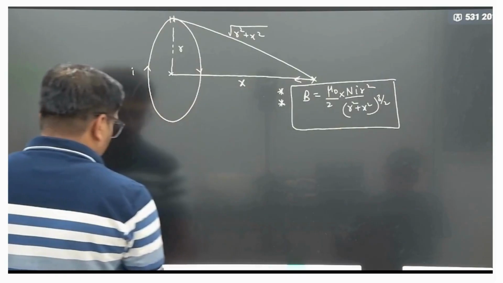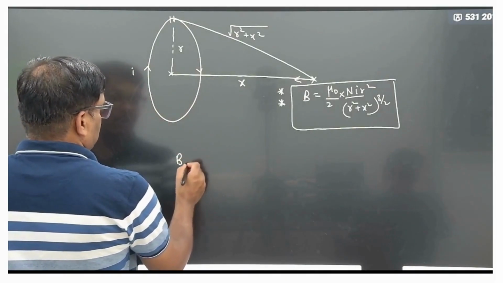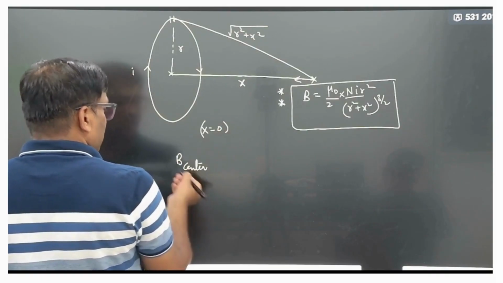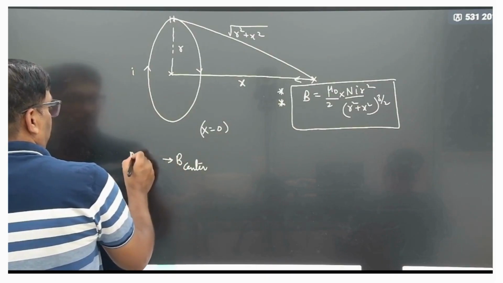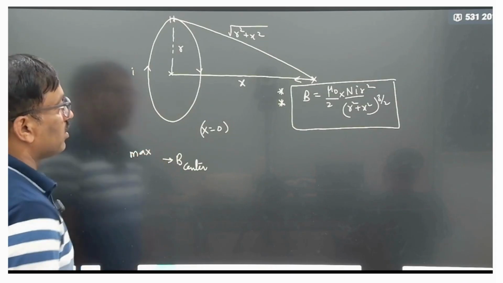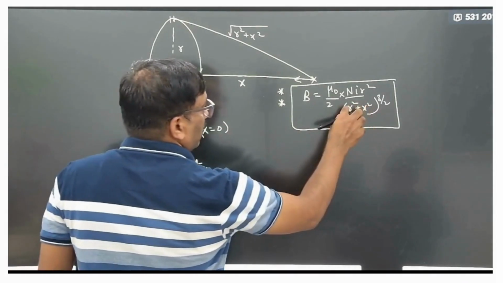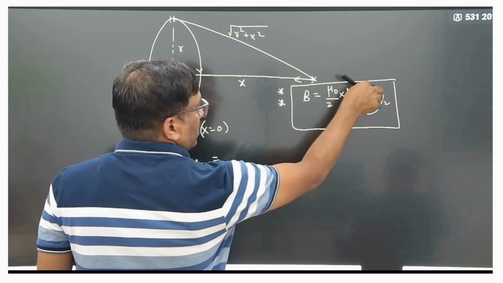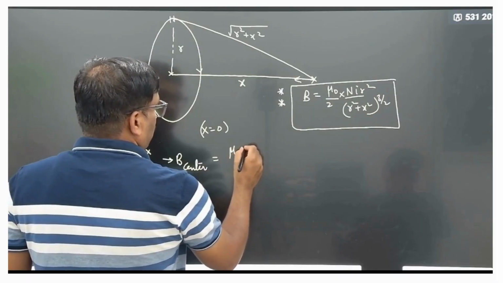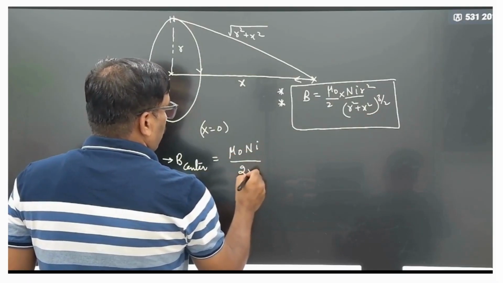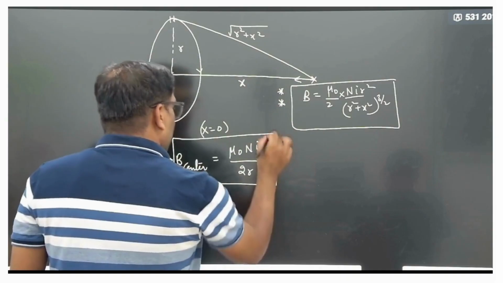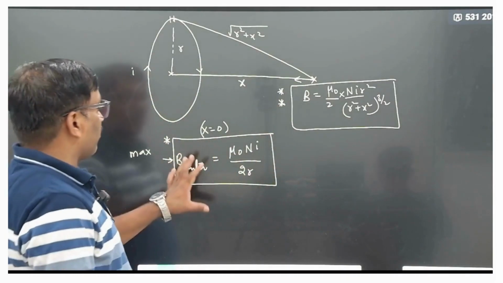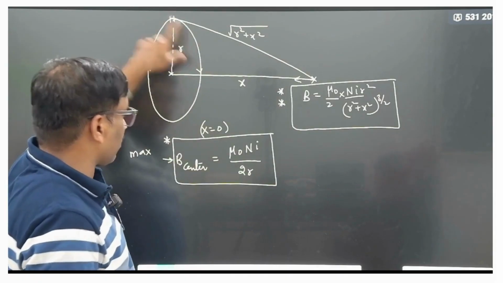Still, some more modifications we will do. What will be the magnetic field at the center? A very, very important formula. Center means x value is equal to 0, and the magnetic field is maximum at the center. Substitute x equal to 0, so r square to the power of 3 by 2 becomes r cube. Simplifying, mu naught into n I by 2r will be your magnetic field at the center of the circular coil, maximum.